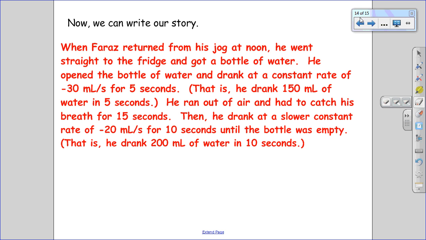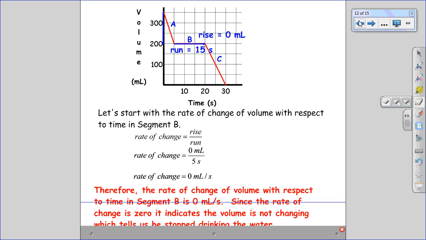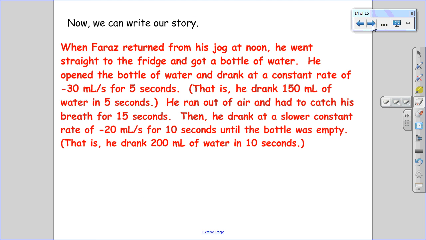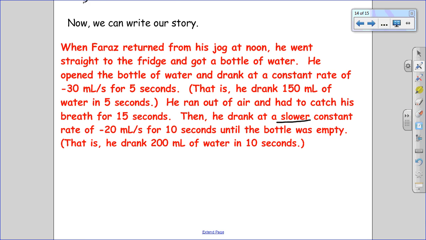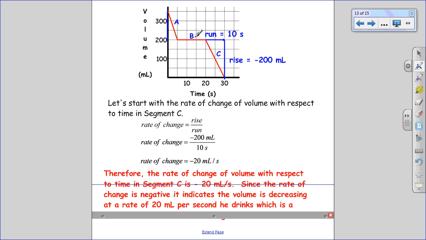And if we go back to our graph, our run on that segment was 15 seconds, so we will say he did that for 15 seconds. And then he drank, and we can use the word slower and say it was at a slower constant rate because it wasn't as steep as segment A, but it was still linear, so it's still a constant rate. And it was for 10 seconds, because if we go back, the run over that whole segment was 10 seconds.